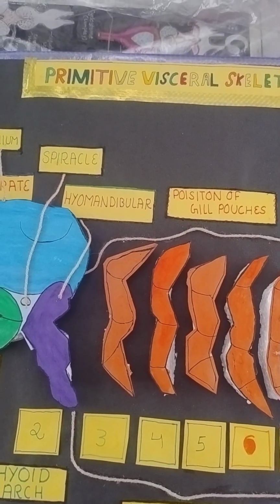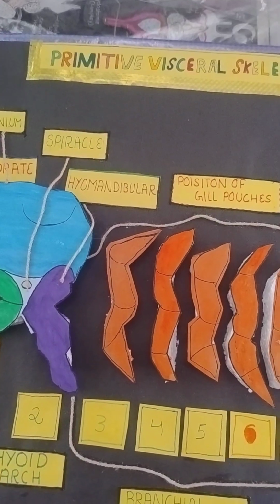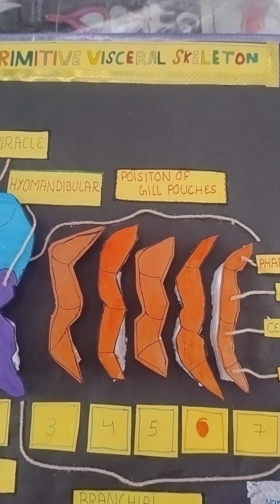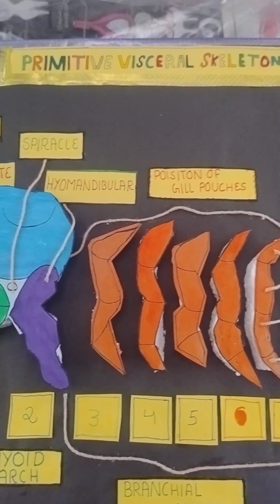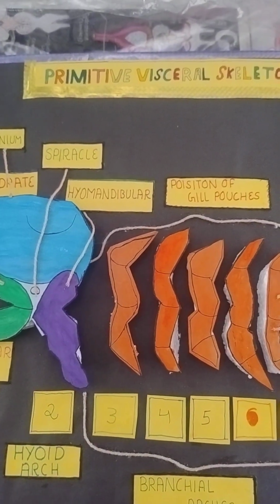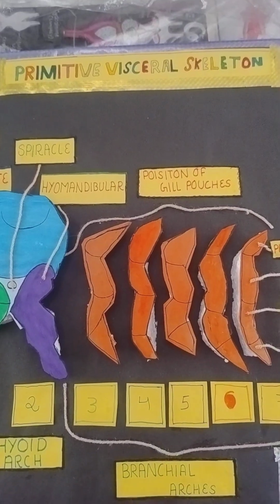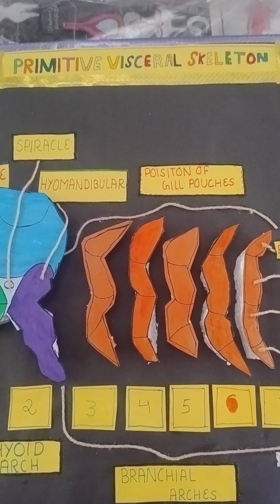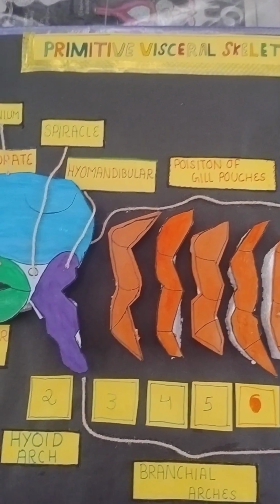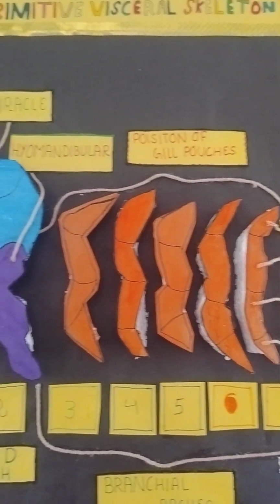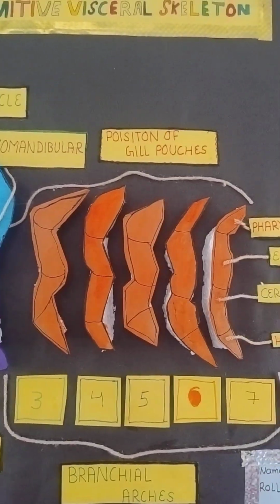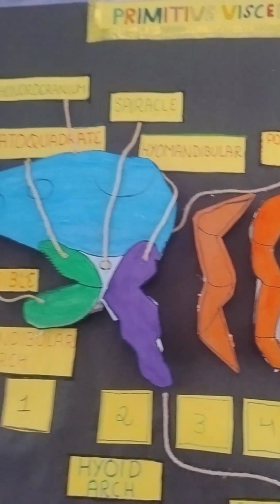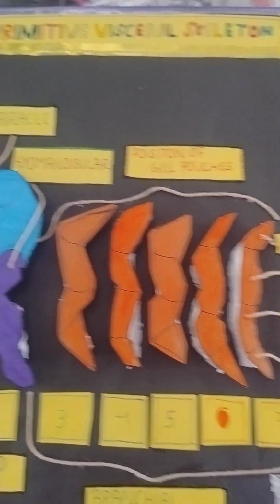In the course of evolution, these visceral arches either get modified or disappear. The modified ones are present in the skull, in the larynx, the middle ear, etc. The part of the skull derived from the modification of these visceral arches is called the splanchnocranium. Let us observe these visceral arches one by one.